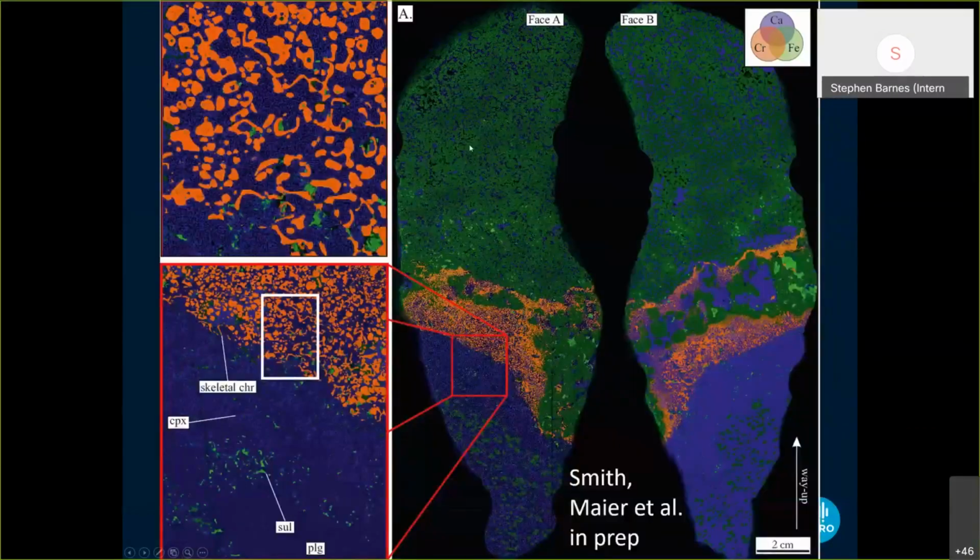I'll just show you one other thing. This is from a paper that's currently in preparation on these rocks, by a couple of colleagues of mine at Cardiff University.